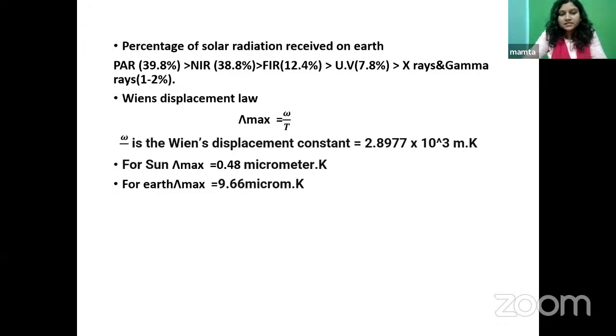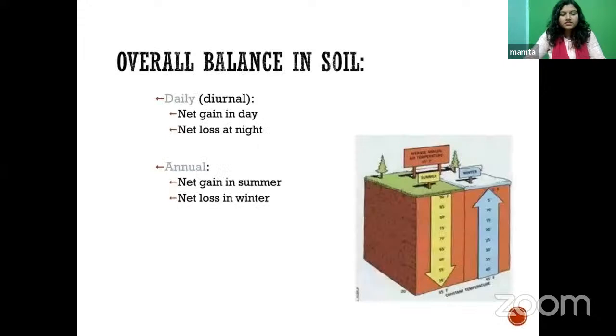So that is why it is very necessary to clear all your concepts. So here now, overall balance in soil, you will see in diurnal or the daily, the net gain in the day is the energy or the heat gained in the day, means solar radiations are falling on earth, so it is increasing the temperatures.